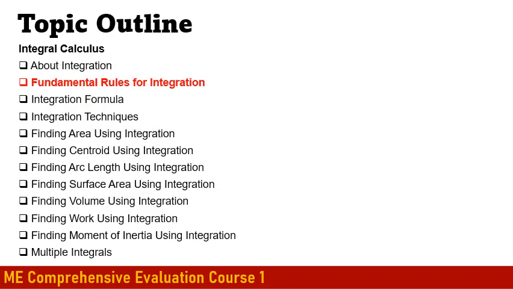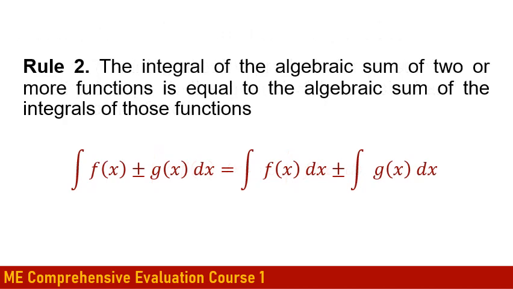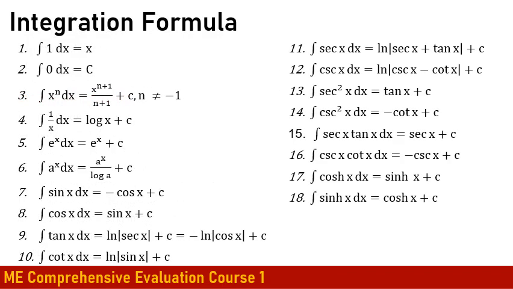The fundamental rules for integration. Rule number 1. The integral of the product of a constant and a function is equal to the product of the constant and the integral of the function. Rule number 2. The integral of the algebraic sum of two or more functions is equal to the algebraic sum or difference of the integrals of those functions. Integration formulas. Here are some of the integration formulas that are frequently used in integral calculus.